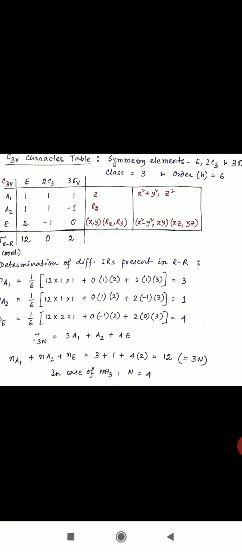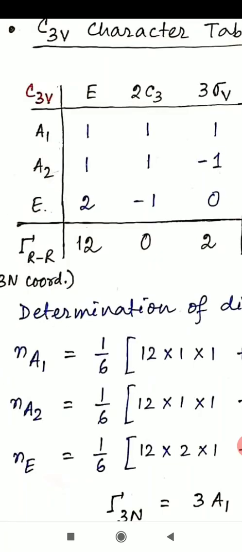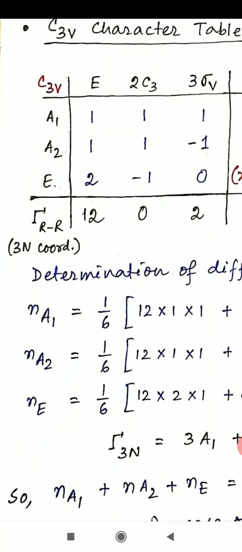Next, I am writing the character table. We already know about the character table. We have derived from the GOT that these are the irreducible representations. I have written here the irreducible representations in Mulliken symbols, that is A1, A2 and E.